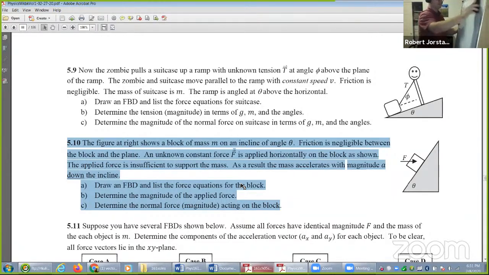You draw what you think, write the force equations. I'll do the same.